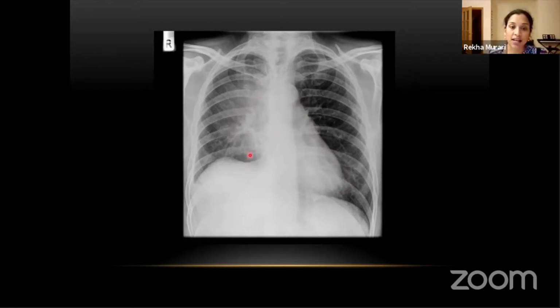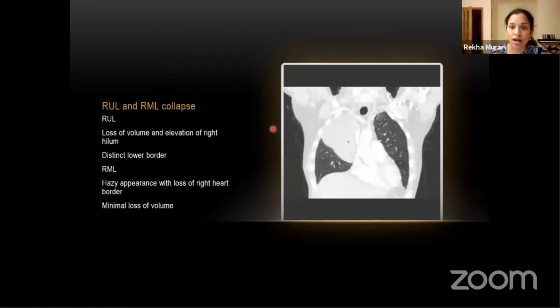So this is actually a combination. I can show you here. This was the CT finding. So this is a combination of right upper lobe, because there was deviation and elevation of the right hilum and a significant loss of volume, and middle lobe. So this is upper lobe and middle lobe collapse. This is a case of lobar collapse, but both together.